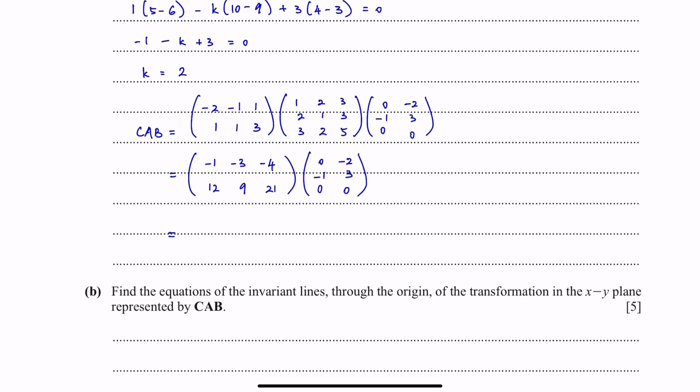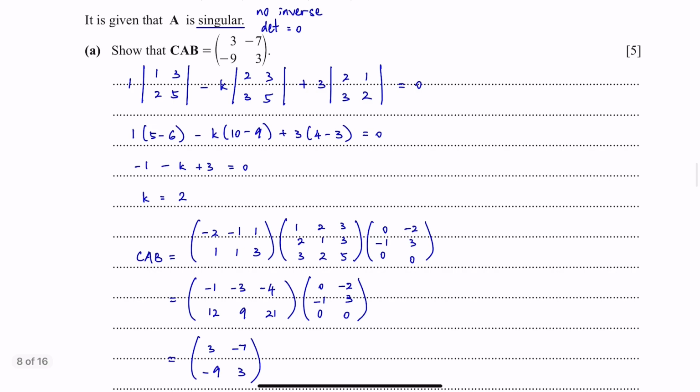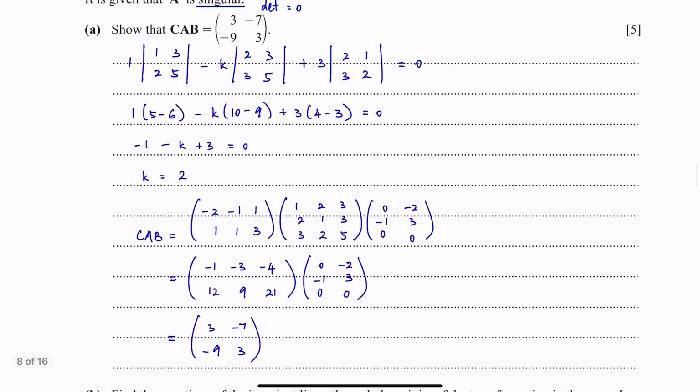And this is the same thing. This row times this column for the first number, this row times this column for the second number, this row times this column for the third number, and this row times this column for the last number. So we will get 3, -7, -9, and 3. And yes, it's the same answer.